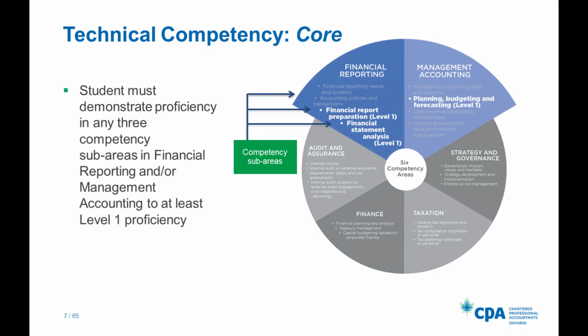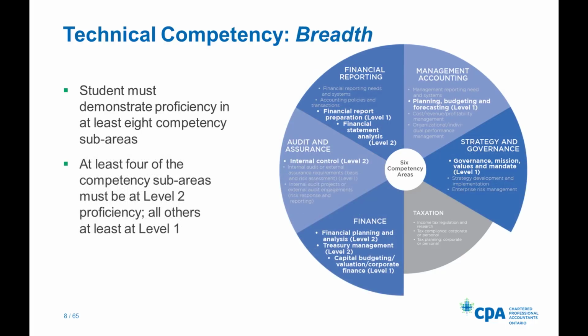Core is developing proficiency in both financial reporting or management accounting competencies. Students must develop at least 3 level 1 sub-competencies across both. Breadth is where students are required to gain proficiency in at least 8 competency sub-areas. At least 4 sub-areas must be gained at level 2 and the remaining at level 1. They can gain these proficiencies in any of the 6 competencies. Competencies gained for depth, core, and breadth are not mutually exclusive.